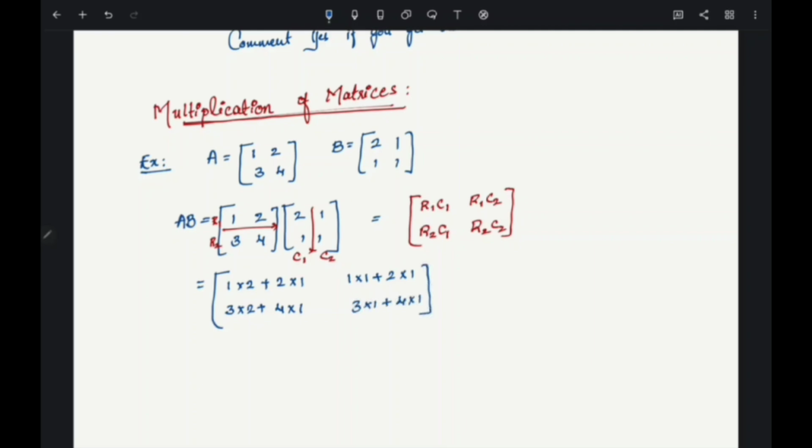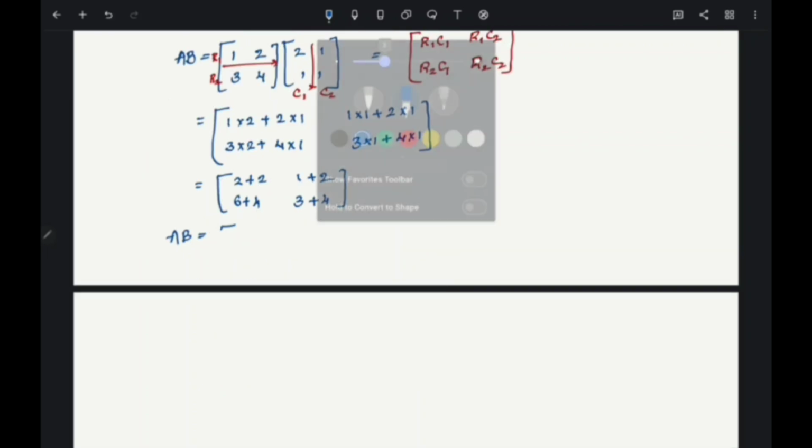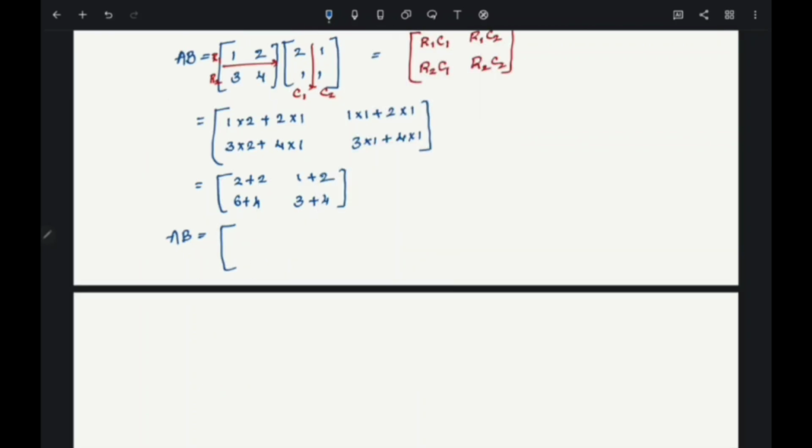Now you people are well known with the simplification of the matrices. 1 into 2 will be 2 plus 2 into 1 will be 2. Next 1 into 1 is 1 plus 2. Then you will get 6 plus 4, then 3 plus 4. If you add up these elements, you will get the matrix A into B. So that is 4, 3, 10 and 7. So this is what you have got as the matrix A into B.